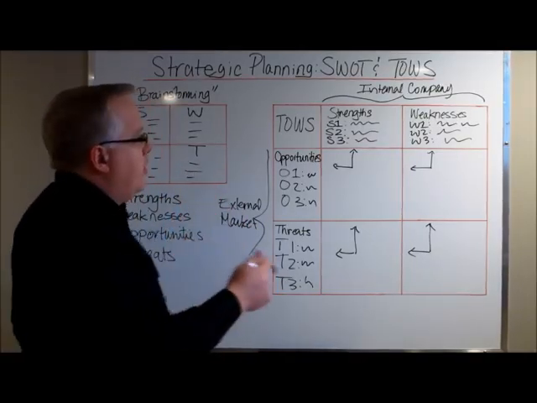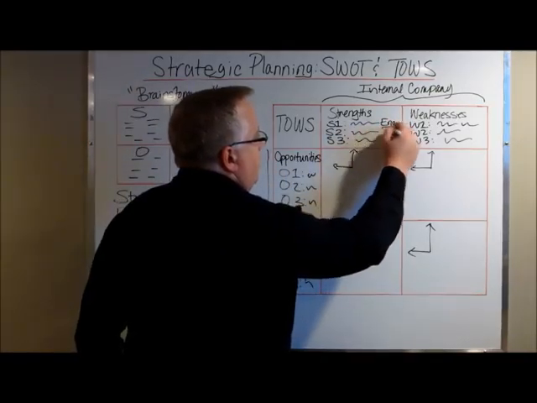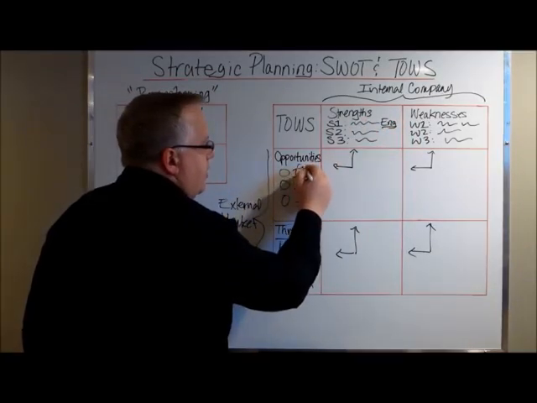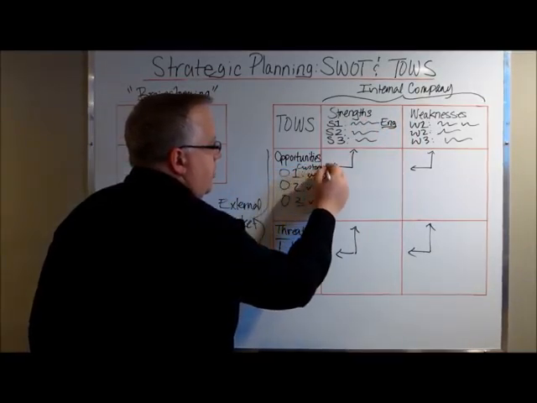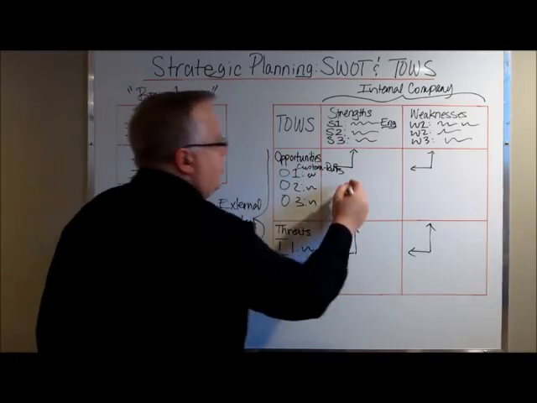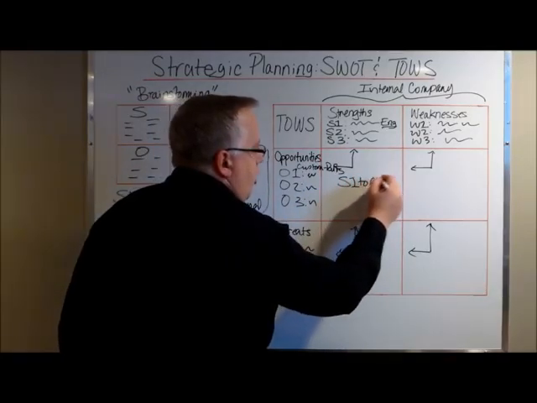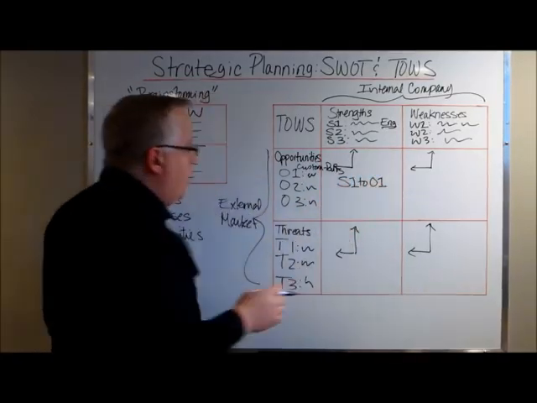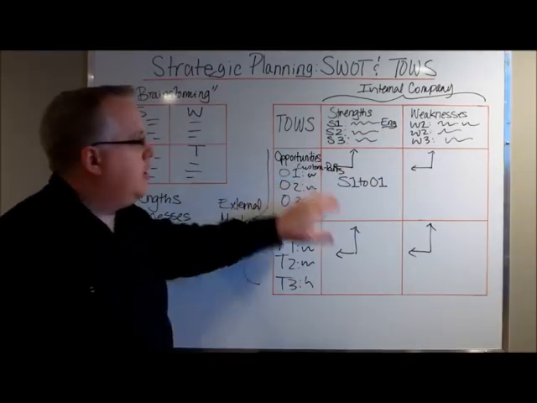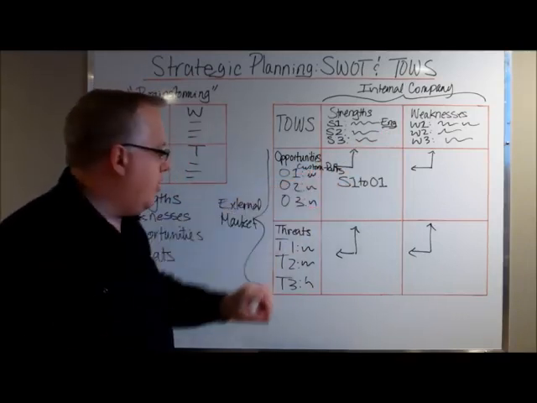So an example might be, let's say you have strong engineering. That's one of your strengths, and one of the opportunities in your market is customers that need custom parts. So what you would do is you would say we're going to match S1 to O1. We're going to use our strengths in engineering to capitalize on the opportunities in the market. We have strengths in engineering. The opportunity is customers need custom-made parts.